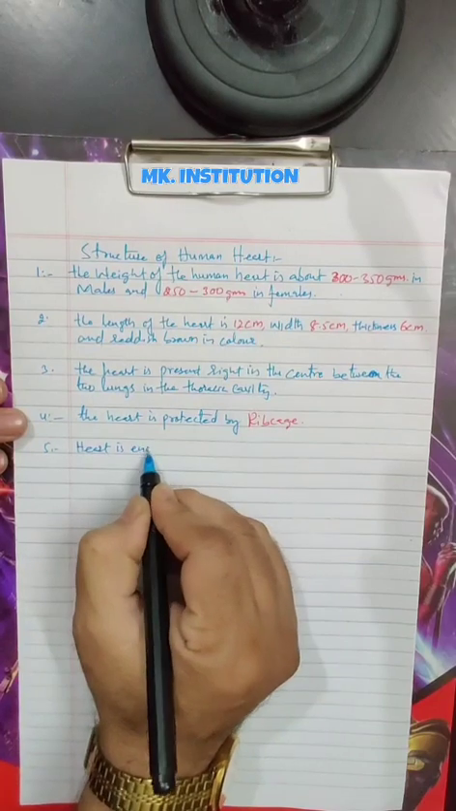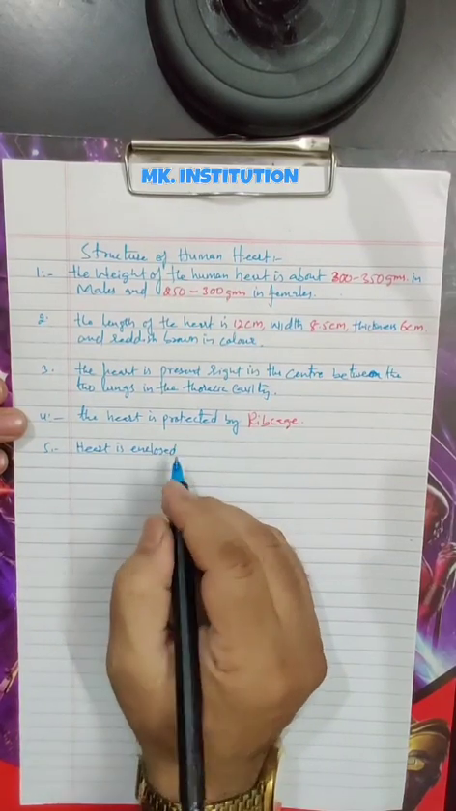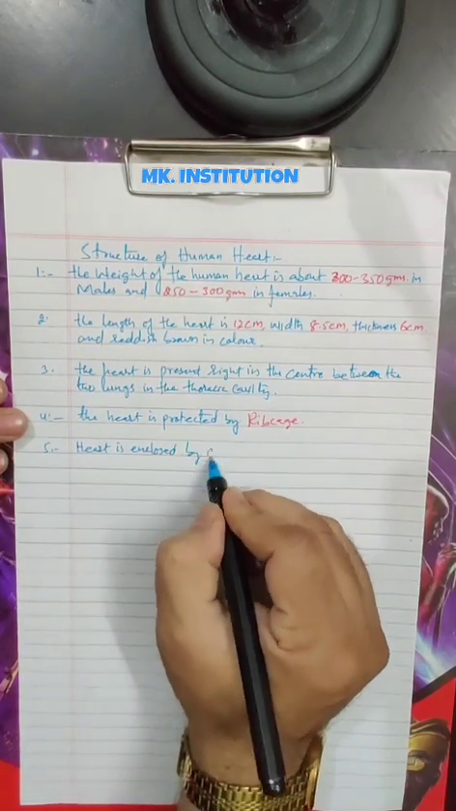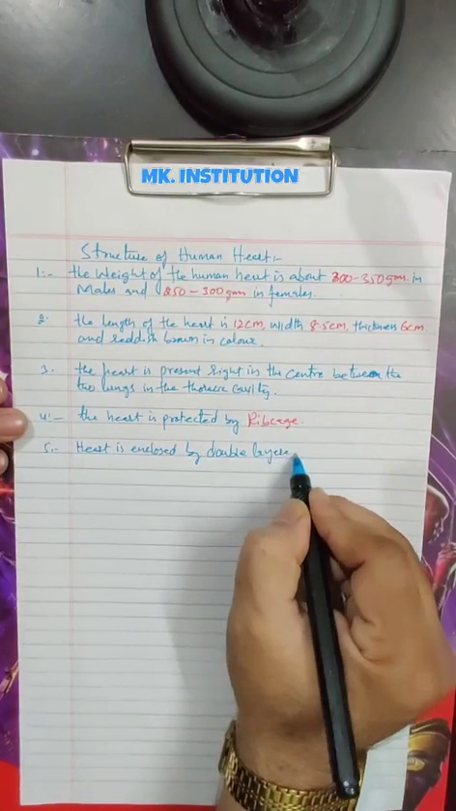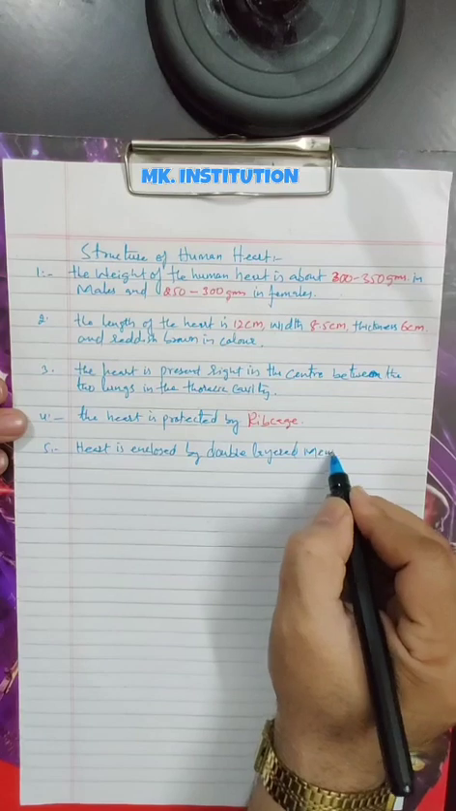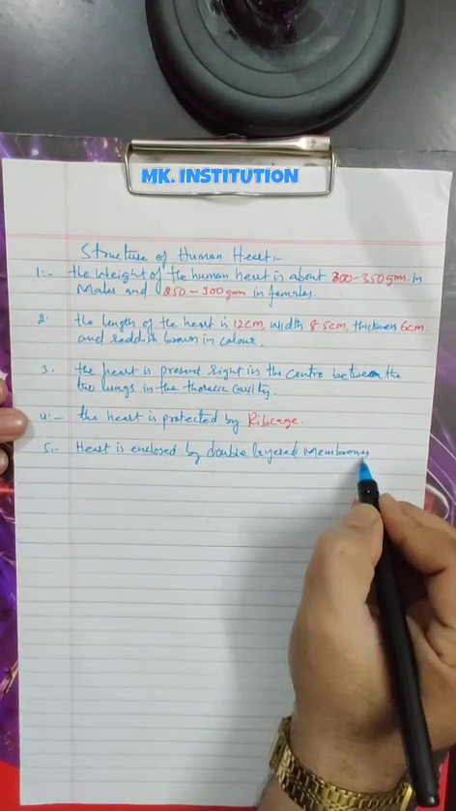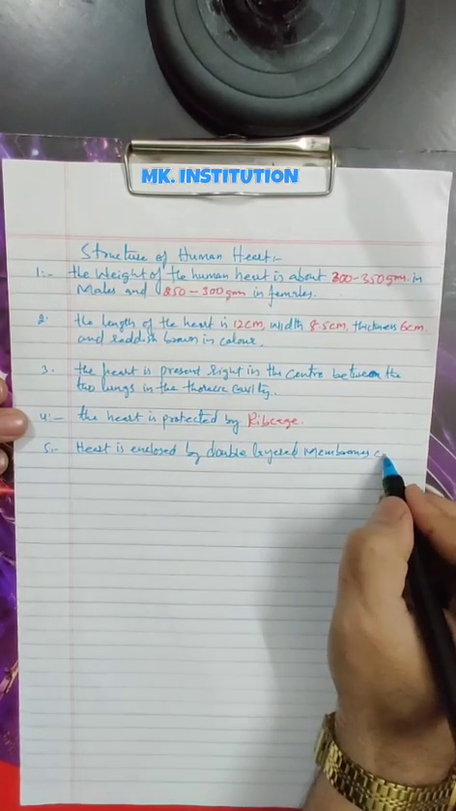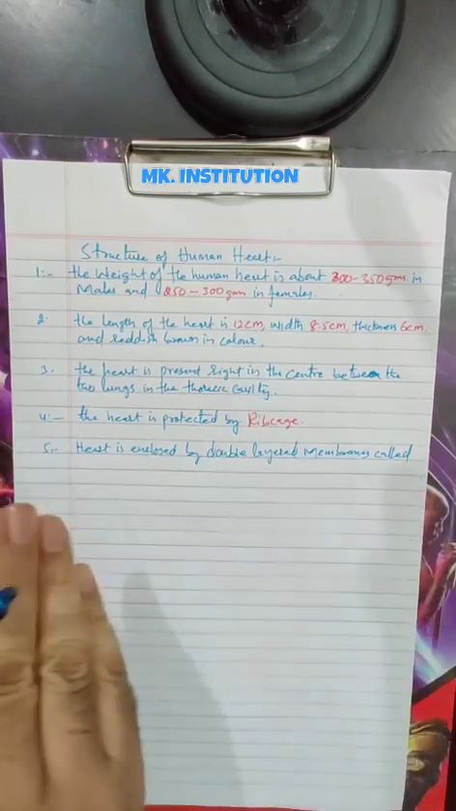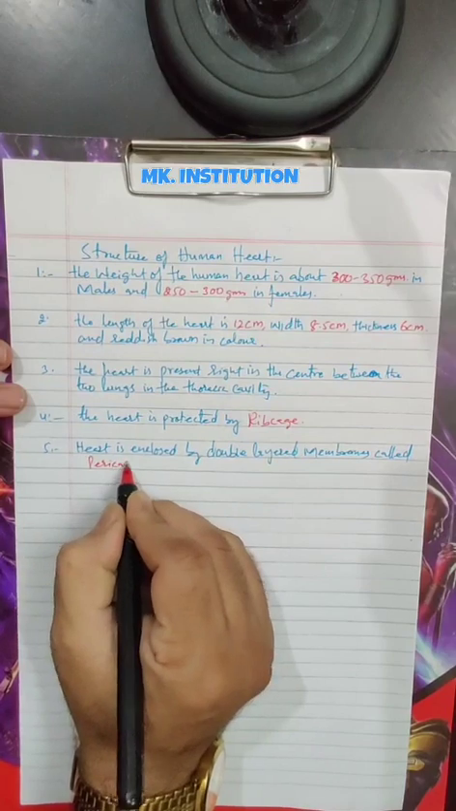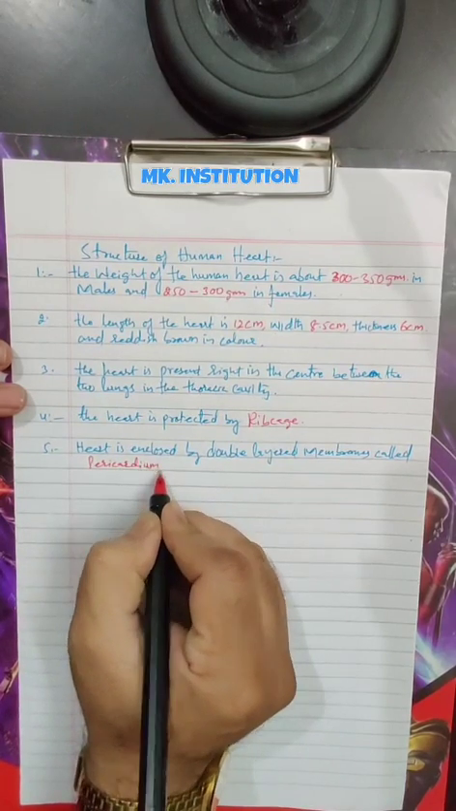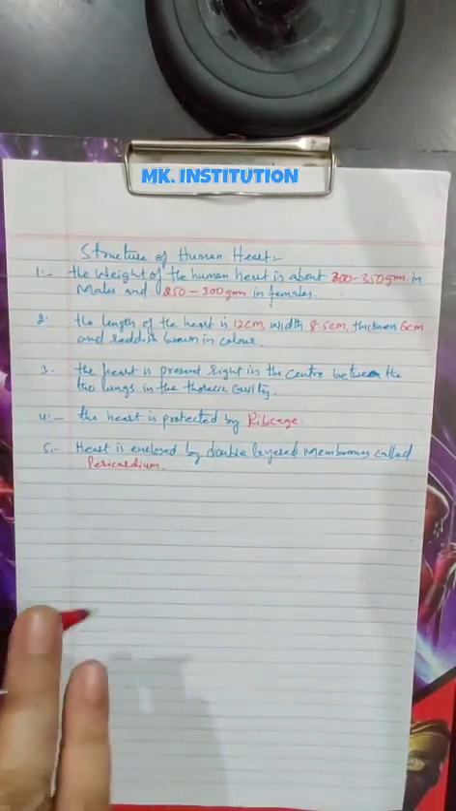And fifth point, heart is enclosed by double layer membrane. Double layer membrane called pericardium. Clear? This is the fifth.